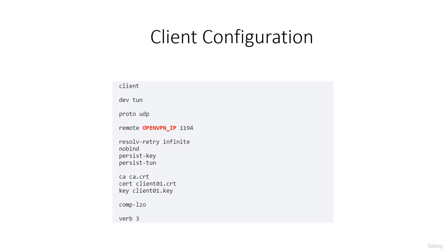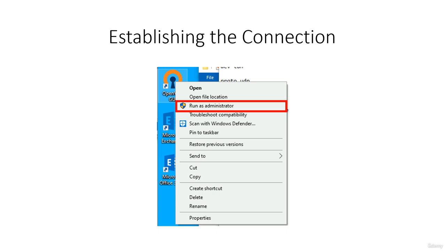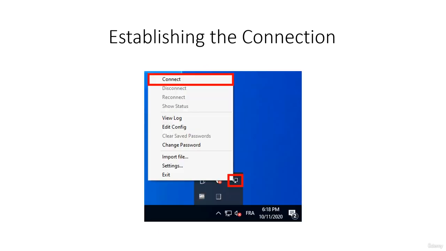Then what we need to do is establish the connection. It will create a desktop shortcut, so simply run as administrator. Make sure you always open the OpenVPN GUI software as an administrator, because that gives it root access, or administrator rights. After clicking run as administrator, it will open an icon in your taskbar. Right click on this computer icon and just click connect.